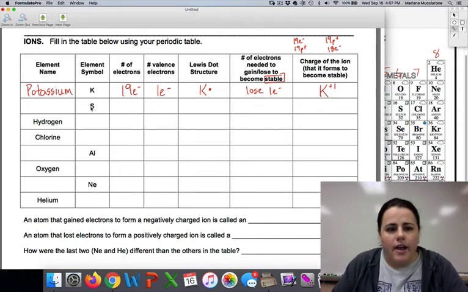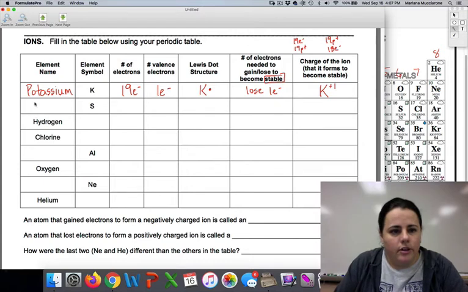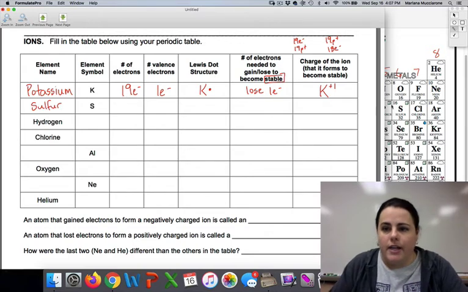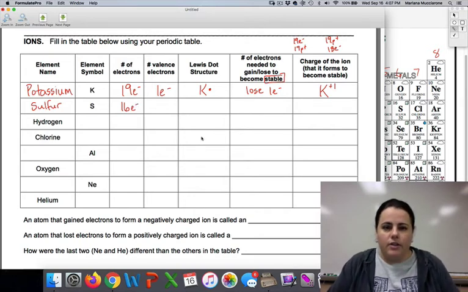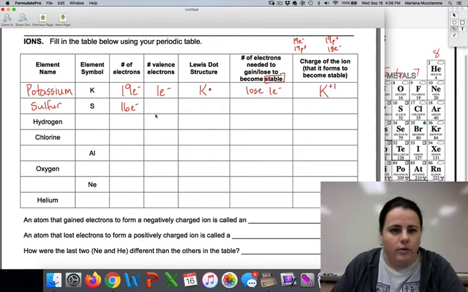The next one is S. S is sulfur, and actually it's right here. Sulfur is number 16, the atomic number, and its mass is 32. So let's do this one real quick, sulfur. And the number of electrons sulfur normally has is 16, because that's how many protons it normally has, and so it has to have the same number of electrons. And let's see what column it's in. Well, it's in column 6, so it has 6 valence electrons.